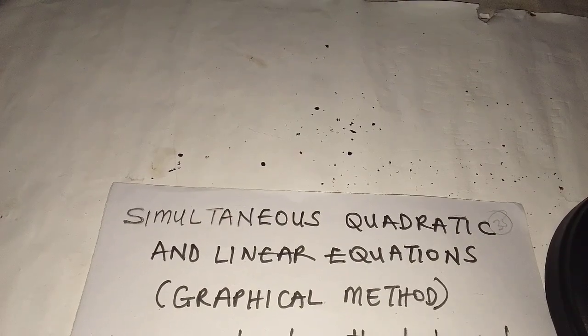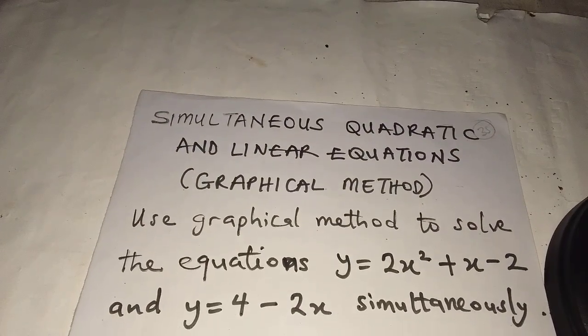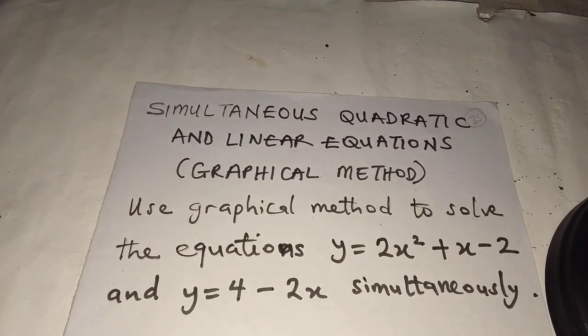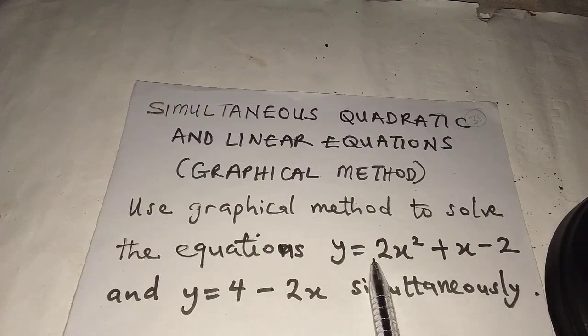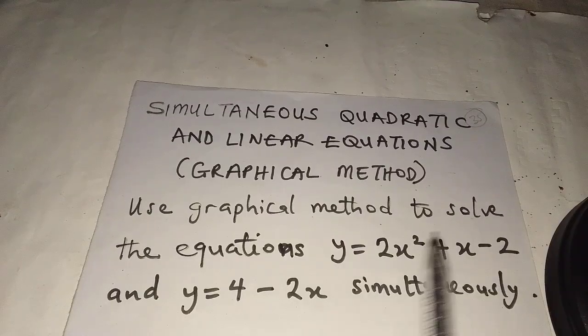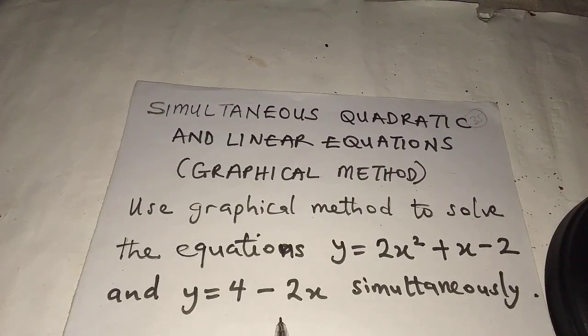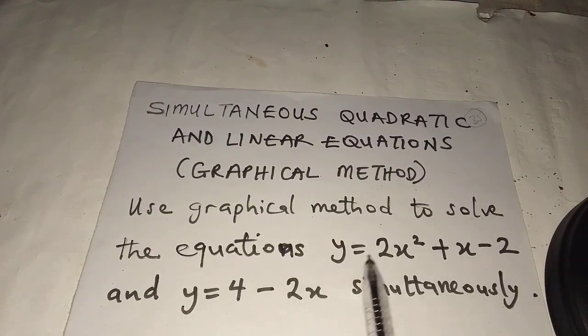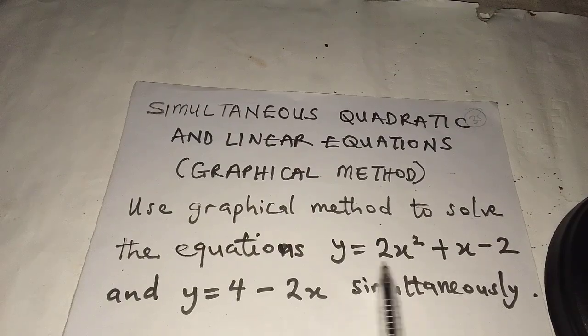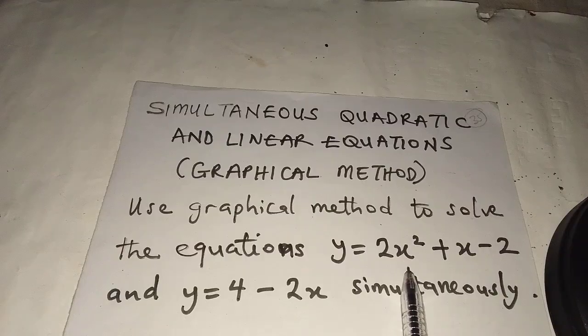Now let's consider this question. Use the graphical method to solve the equations y equals 2x squared plus x minus 2 and y equals 4 minus 2x simultaneously. You realize that this is a quadratic equation while this is a linear equation. So first of all, we are going to draw the two graphs simultaneously on a graph paper.